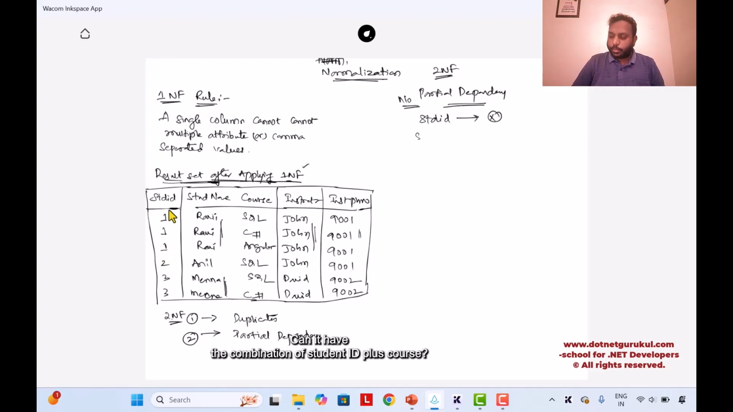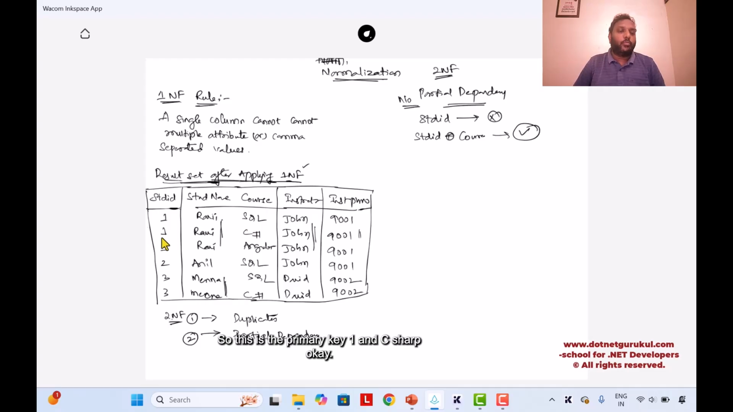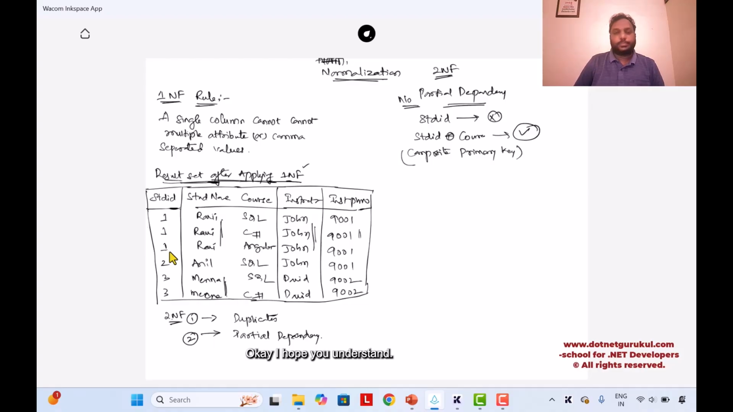Can it be the combination of student ID plus course? Yes. See here, student ID and course: one and SQL, this is the primary key. One and C sharp, it's a primary key. It is nothing but a composite primary key. I hope you understand. Student ID alone cannot be the primary key, and it also has duplicate values.